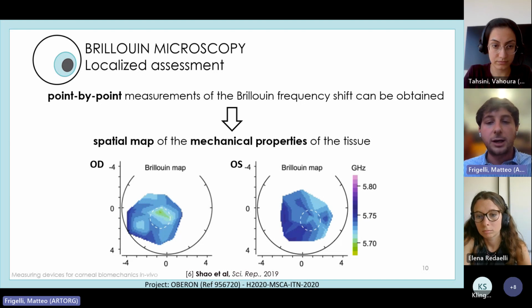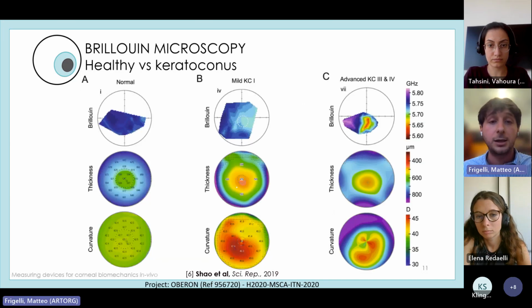You have a characterization of an optical zone within the cornea. And this has been applied to characterize keratoconus in two different stages. A mild keratoconus in the center, and on the right we have a heavy, advanced keratoconus. And on the left we have a normal patient.